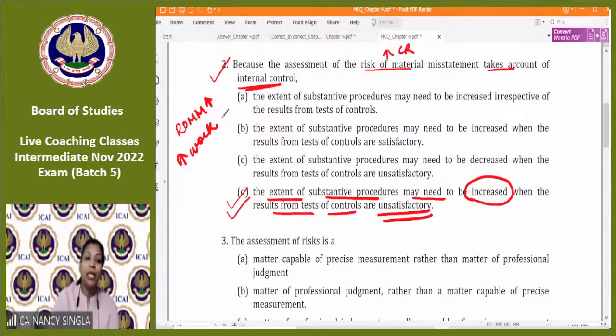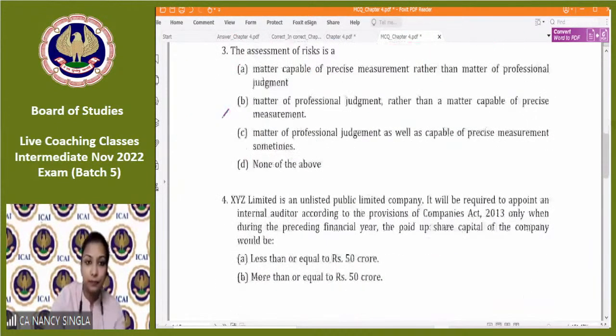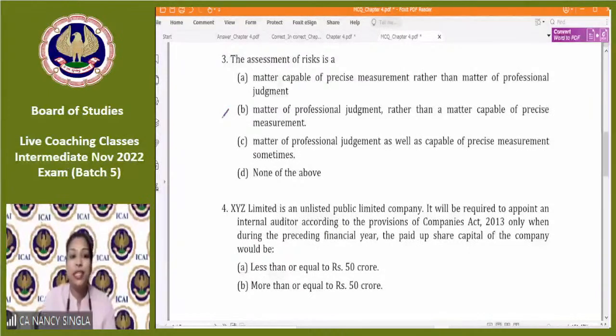Okay? Now the third question. The assessment of risk is a dash matter capable of precise measurement rather than a matter of professional judgment, matter of professional judgment rather than a matter capable of precise measurement, matter of professional judgment as well as a matter capable of precise measurement sometimes, and none of the above. So what is the answer?